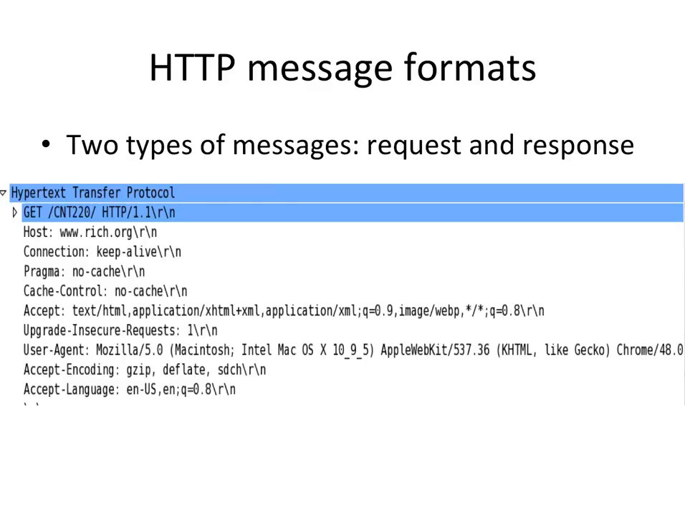If we look at this capture from Wireshark, this is a request message. You see that second line under the Hypertext Transfer Protocol. That's the request line: GET /CNT220 HTTP/1.1. So that first line, the GET is the request method, the CNT220 is the path, and the HTTP/1.1 is the protocol, and then the host is www.rich.org. So those are the four things we said were in the URL. So those appear at the top of the HTTP request.